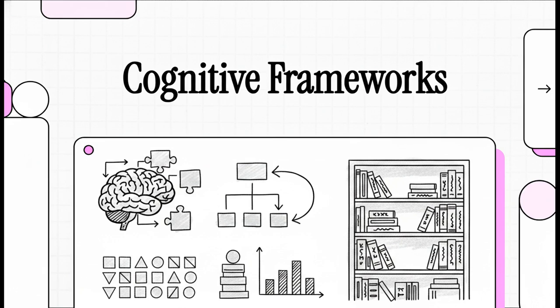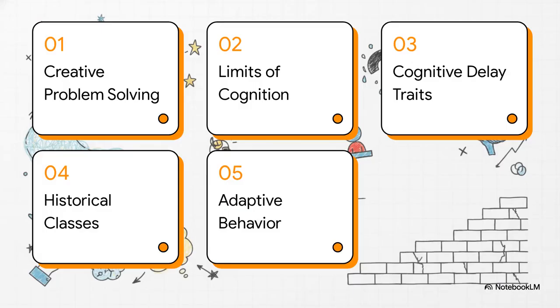It's a really brilliant look at the boundless potential of human thought, the concrete realities of its boundaries, and what that all means for how we learn and interact every single day. Let's dive in. Here is our roadmap for today. We'll start with fostering creative problem solving, then examine the limits of cognition, look at the characteristics of cognitive delay, review some historical clinical classifications, and wrap up with levels of adaptive behavior.